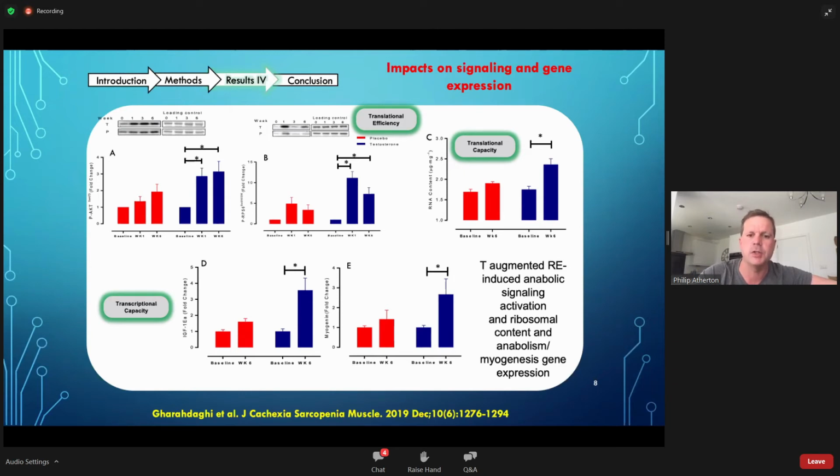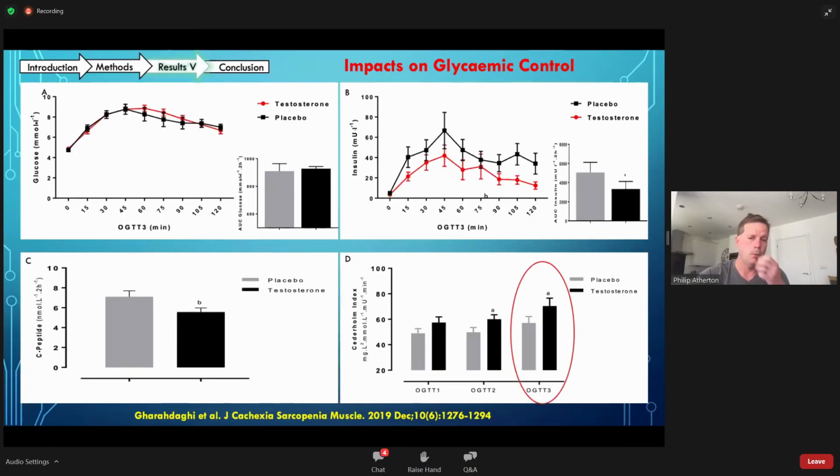We did some gene work too. We looked at a bunch of things like basic helix-loop-helix factors, transcription factors involved in muscle development, but also postnatal muscle development and regeneration. And also things like IGF-1EA, which is one of the muscle splice forms of insulin-like growth factor. And once again, we find that it's increased more in the testosterone group than the placebo group. We also, as I said at the start, looked at the oral glucose tolerance testing profile.